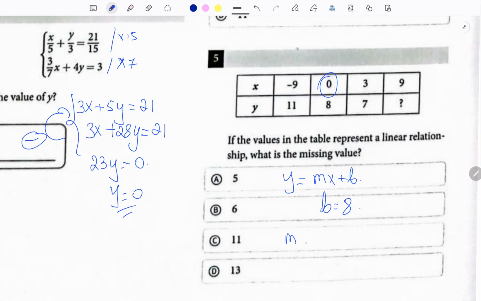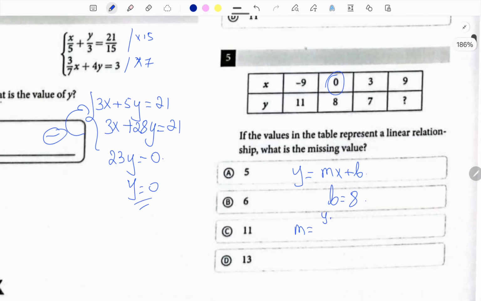We know the slope of any straight line can be found using this formula, y2 minus y1 over x2 minus x1. So let's use the coordinates of 2 points and substitute these numbers into the place of y1, y2 and x1, x2 to find the value of m. So let's choose these 2 points. Then we can write 8 minus 11 over 0 minus negative 9.